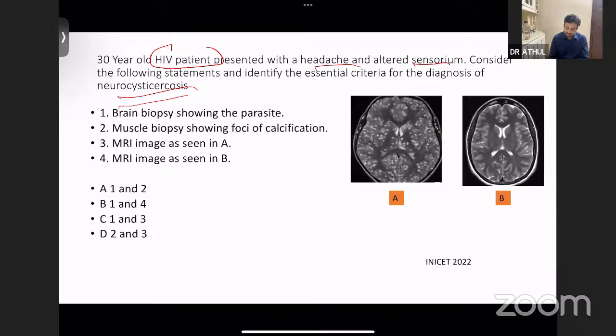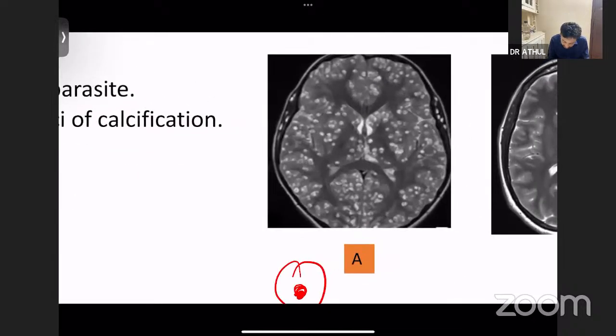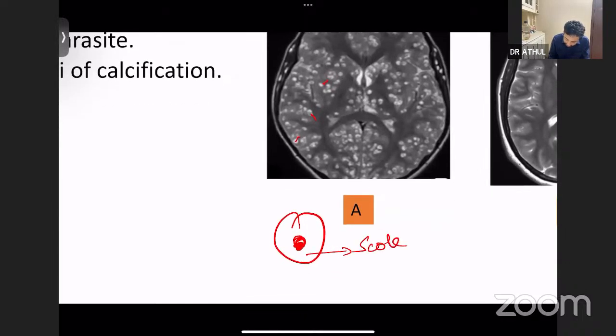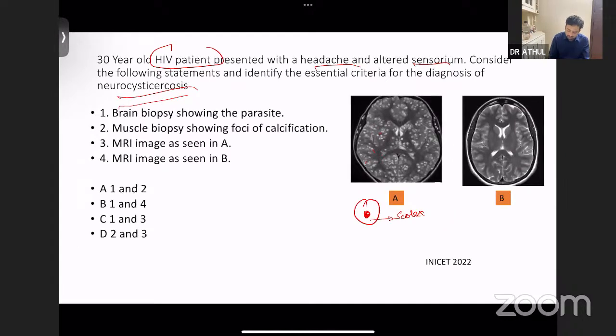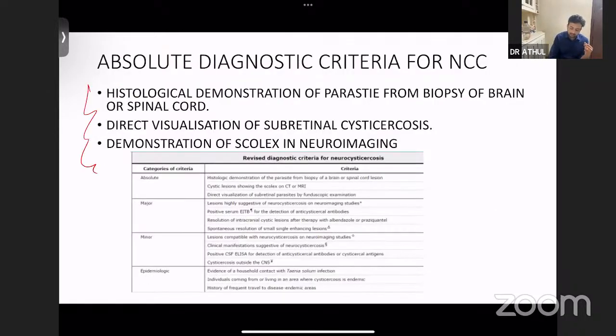For making the diagnosis, you should get an MRI image with the scolex. See, if you look at this, you can see multiple hypointense, that is black, areas within the cyst. That is the scolex of the parasite. So you should get an MRI image with the scolex and a brain biopsy showing the parasite. Actually, there are three essential absolute criteria. One is histopathological demonstration of the parasite from the biopsy of the brain or spinal cord, direct visualization of the scolex in MRI, and direct visualization of subretinal cysticercosis.